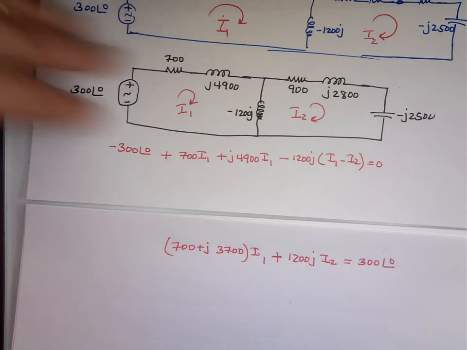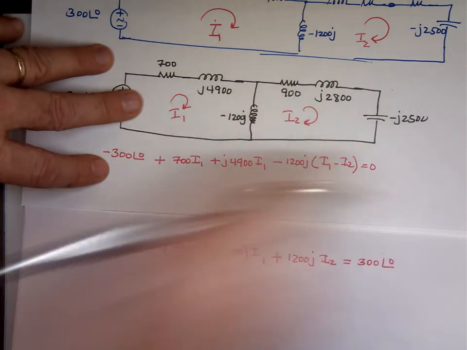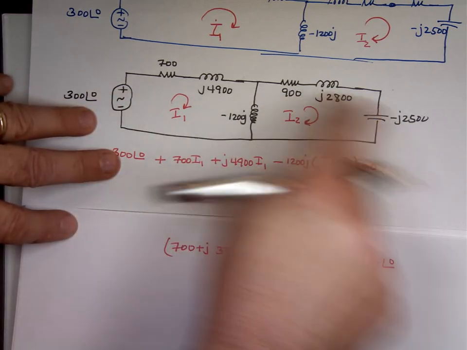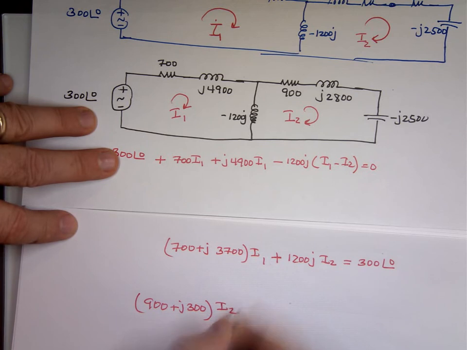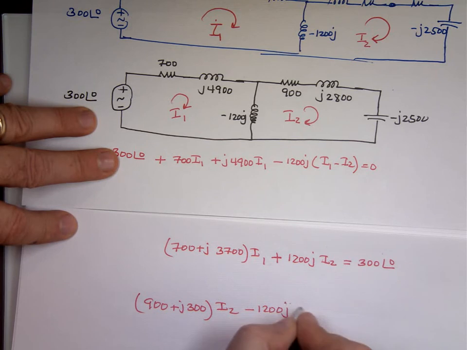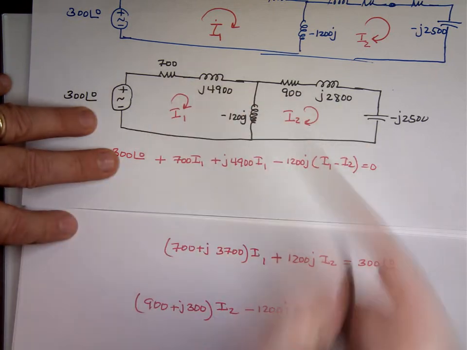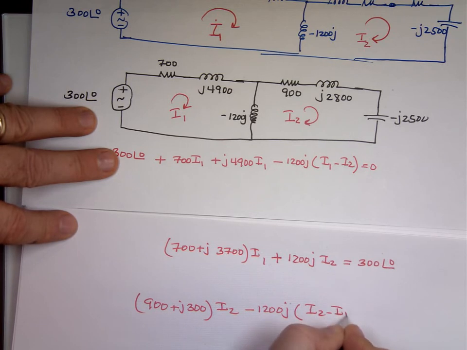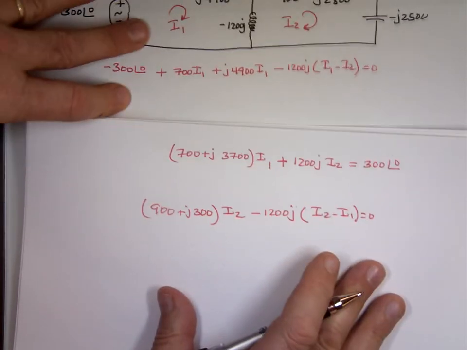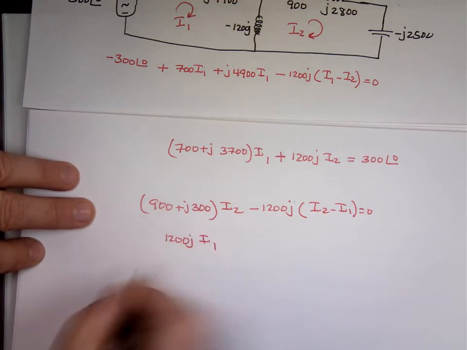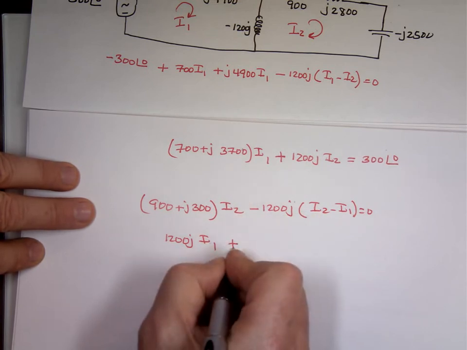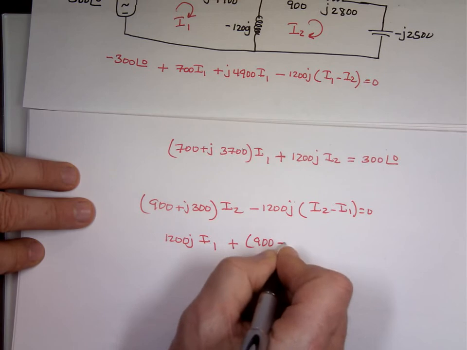Now let's look at this. We said combine these, that's 300, right? So I can say 900 plus j 300 times I sub 2. Now here's a negative 1200 j. What's the current going up? I sub 2 minus I sub 1. $1200 I sub 1 plus 900 minus 900 j I sub 2.